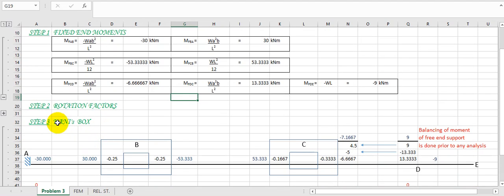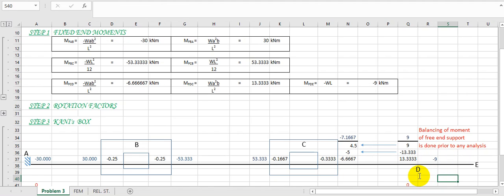So I'll just expand this tab, and fixed end moment for AB is minus 30, fixed end moment for BA is plus 30, fixed end moment for BC is minus 53.333, fixed end moment for CB is plus 53.333, fixed end moment for CD is minus 6.667. Don't worry, I'll explain you what I've done here. Okay, and fixed end moment for DC is plus 13.333. Okay, and the friction moment for D is minus 9.